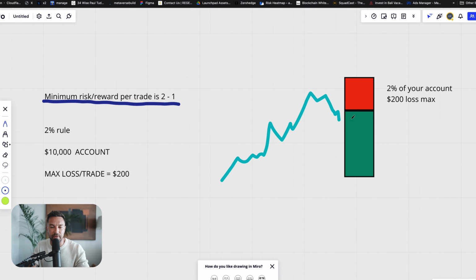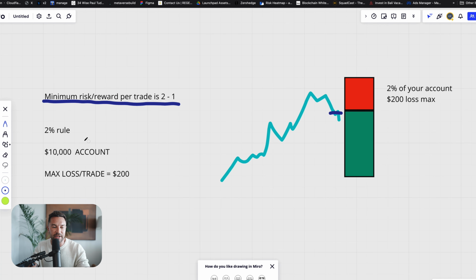But just for an example, say if this pattern we are looking at here and we're looking to get short and you entered right here, now your loss has to be half the size of the potential reward that you're willing to risk, and that would be a 2-to-1 minimum. I usually shoot for a 3 to 4-to-1 minimum on my RR, and you should never risk more than 2% of your account on any trade. So for this example, say if you have a $10,000 account, you should never risk more than $200 per trade.